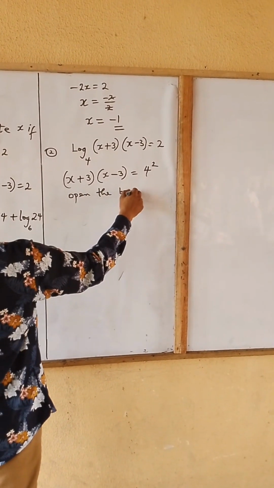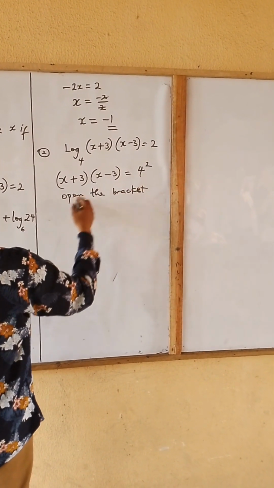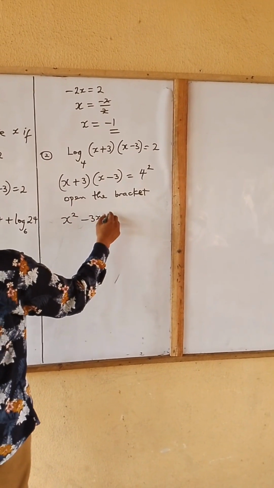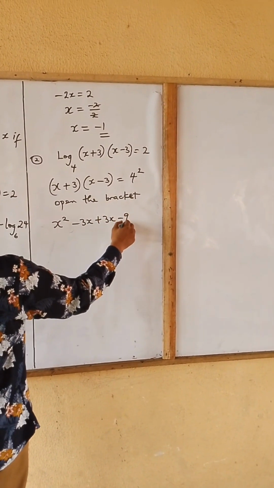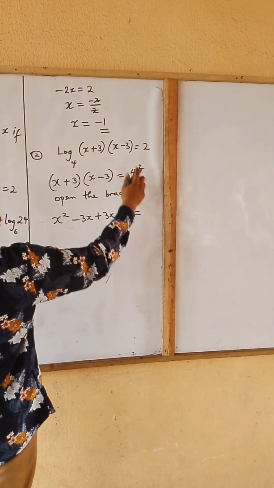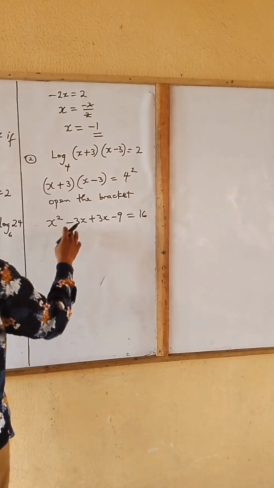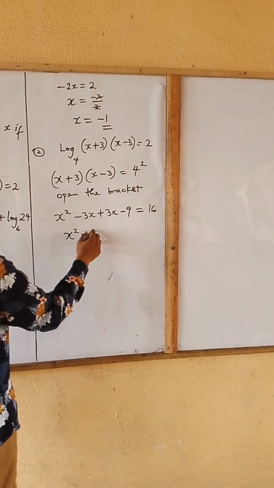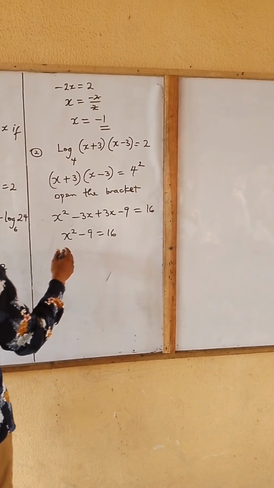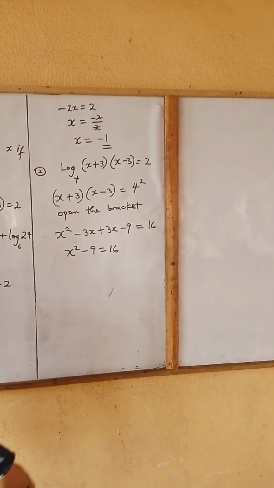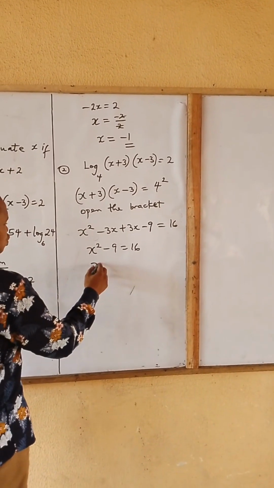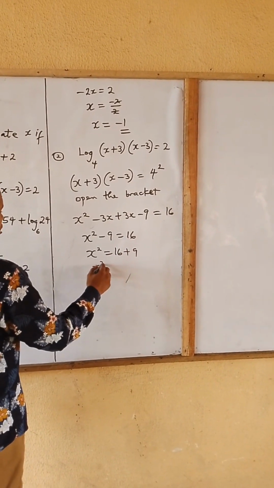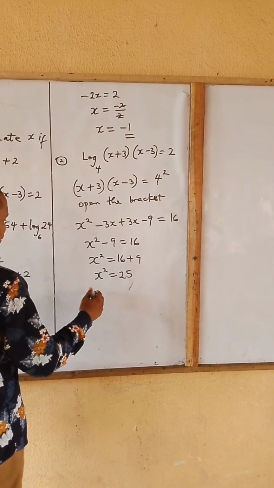Open the bracket. We are going to have x squared minus 3x plus 3x minus 9 is equal to 4 raised to power 2, which will give us 16. Minus 3x plus 3x will give us 0. So we are going to have x squared minus 9 is equal to 16. We are going to take this minus 9 to the other side of the equation. We are going to have x squared is equal to 16 plus 9. x squared is equal to 25.